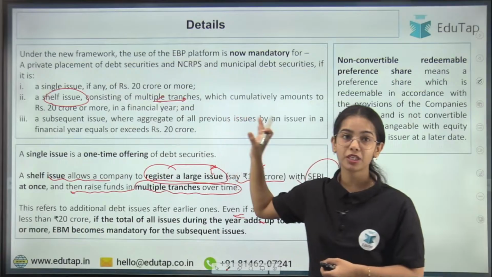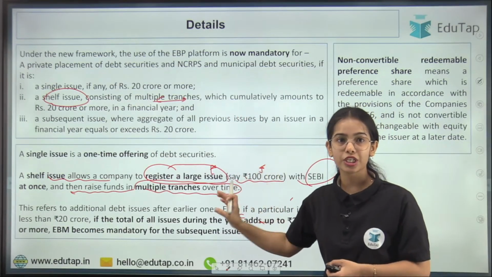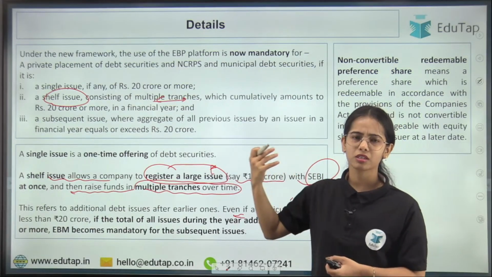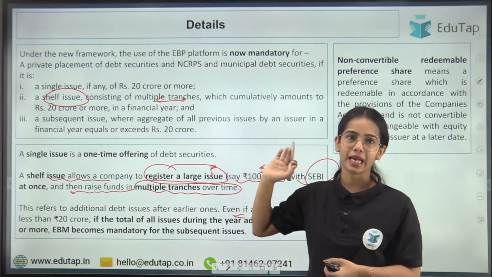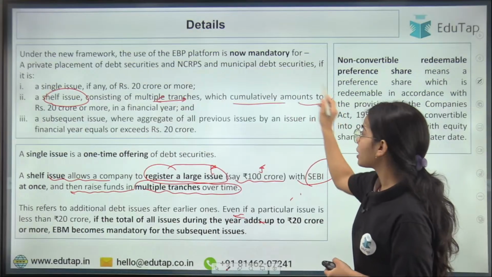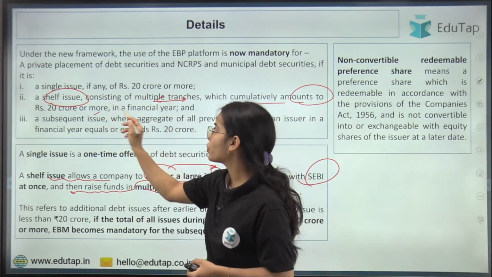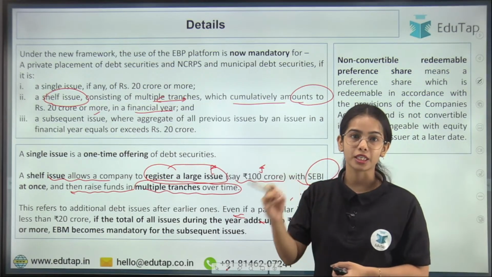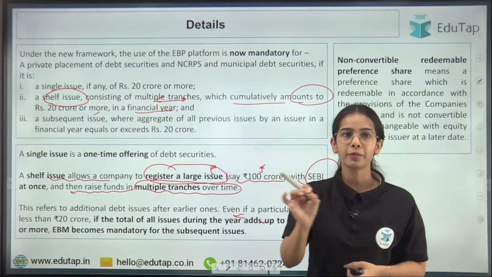The money is raised in multiple tranches, but the permission and the registration of the debt securities happen at a time with SEBI. Okay, the permission is taken at a time, which cumulatively amounts to rupees 20 crore or more in a financial year. In this case also, it is mandatory to do the private placement of debt securities on the EBP platform.